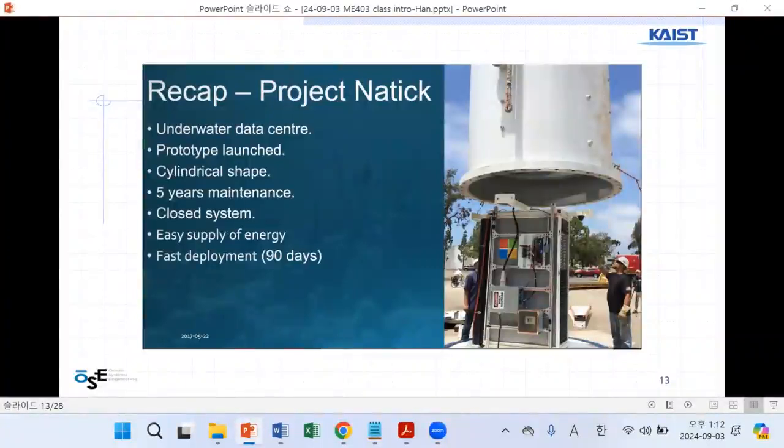And this is Microsoft. You can see the Microsoft symbol there. They had a data center, a data storage center under the sea, because a data center has very high power and also heat. So cooling is very important for them. High cost. So they had tried to use seawater for the cooling system.